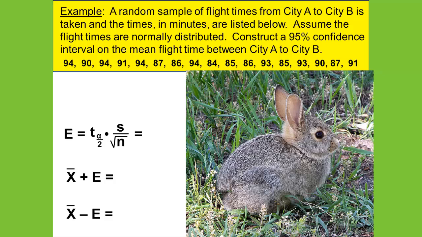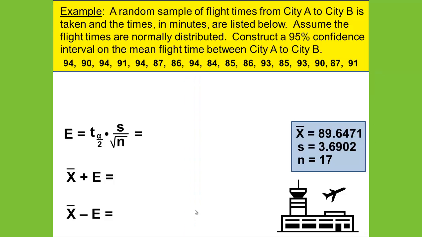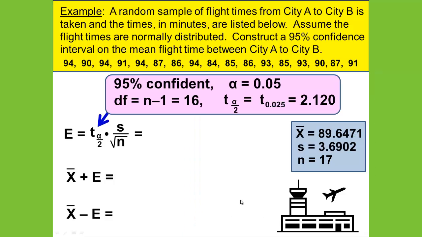Okay, through chasing that rabbit, back to constructing this confidence interval. Since we are 95% confident, our alpha is 0.05. The degrees of freedom, or n-1, is 16. And that gives us a t of alpha divided by 2. 0.05 divided by 2 is 0.025. And looking that up in our chart will give us 2.120.